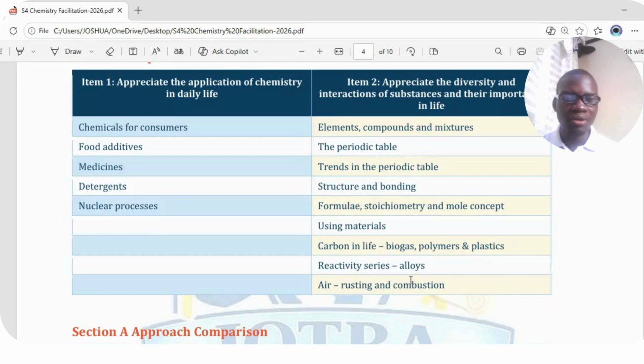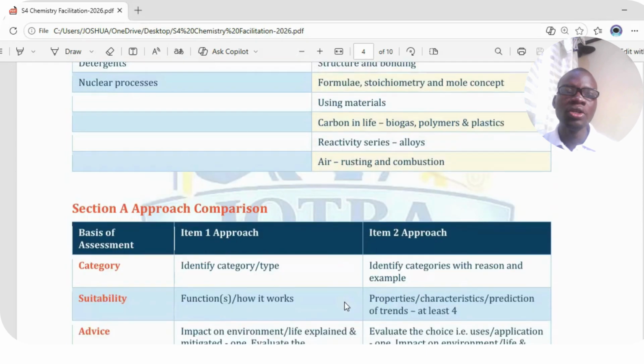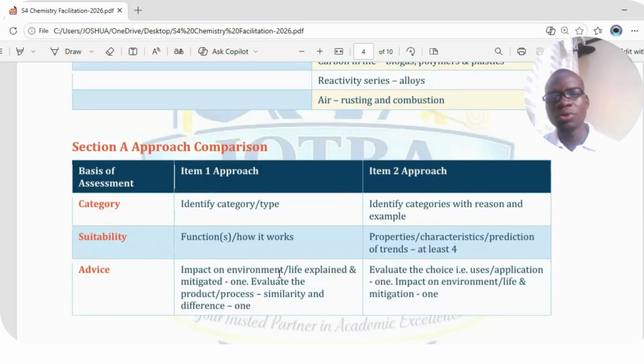We have alloys. Then air, where we talk about rusting and combustion. So item 2 is having its own approach also. I told you they share the areas of assessment. Item 2 is also having category, suitability, and then advice. So category, we have its approach also for item 2. Identify the categories with the reason and then example.